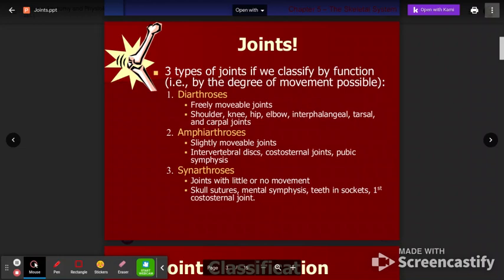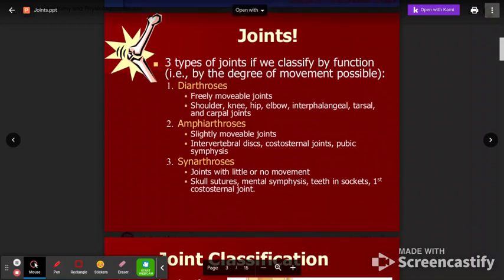Obviously, if you have pressure on your knee, our knee mostly does this, but there is some flexibility side to side, up and down. Same thing with the other ones, right? Think about general direction of movement. Okay, so those are diarthrosis, very common.